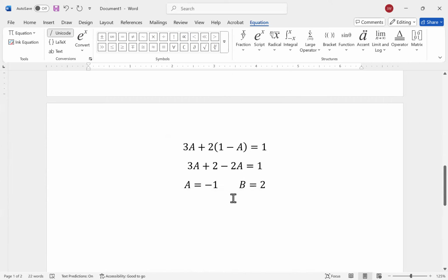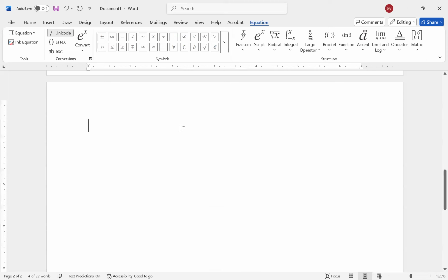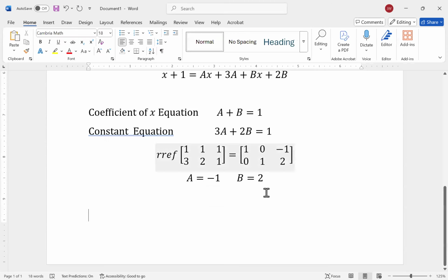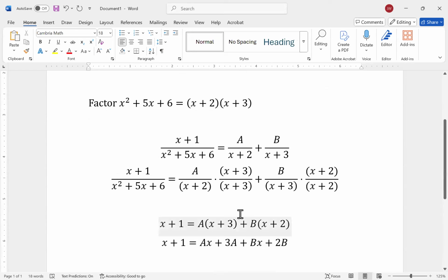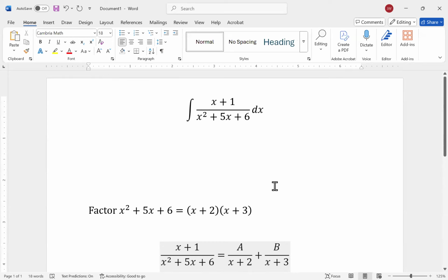So whichever method you use, whether it's substitution, elimination, or the row reduced echelon form of an augmented matrix, you end up with A is -1 and B is 2. That was the goal. Remember, we started with this trying to figure out what A and B were. Now I know that A is -1 and B is 2.